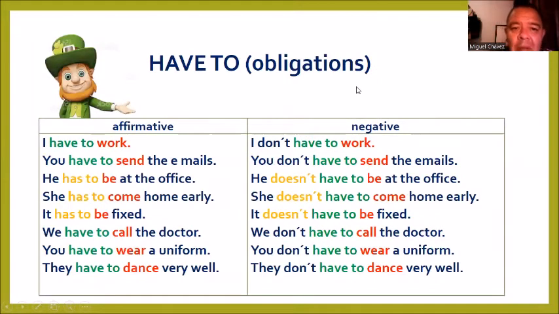Now, let's check the verb have to talk about obligations. We have similar structures, but in this case, after to, we are going to have always another verb. Let's see the affirmative sentences. I have to work. You have to send the emails. He has to be at the office. She has to come home early, and it has to be fixed.